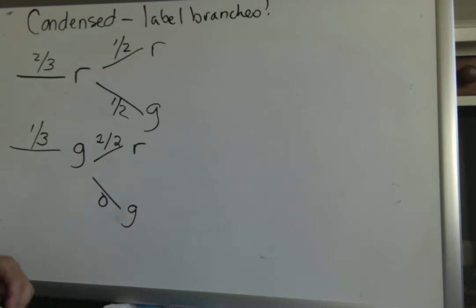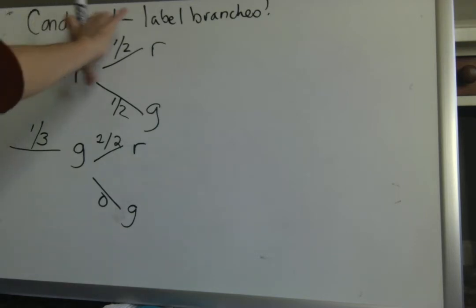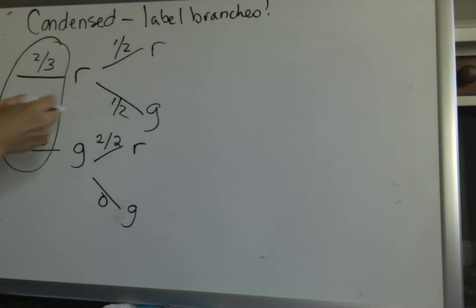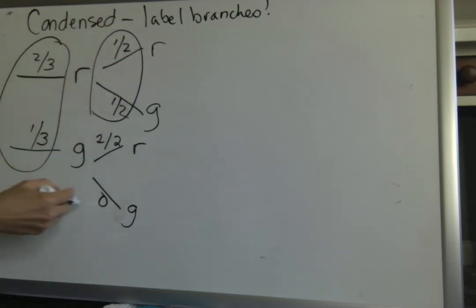I want to pause here because these branches are the first spot where students make mistakes. I apologize that I don't have a different color marker, but I want to show you how you can check your work. The branches, as you go, have to add up to 1. See how that adds to 1? See how that adds to 1? See how that adds to 1? That's a nice check to make sure that you haven't made a silly mistake.